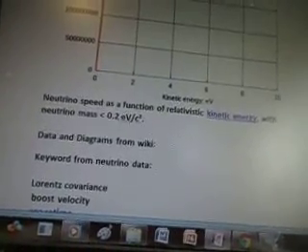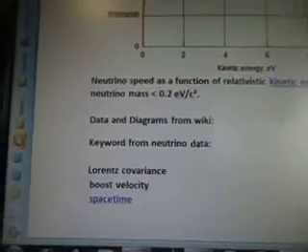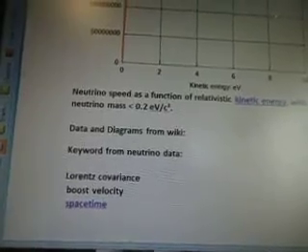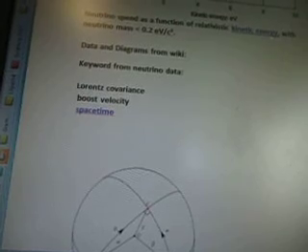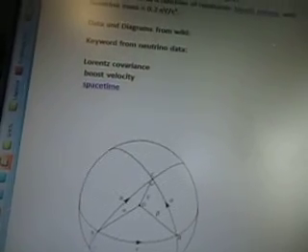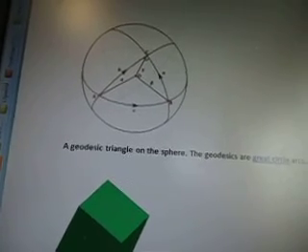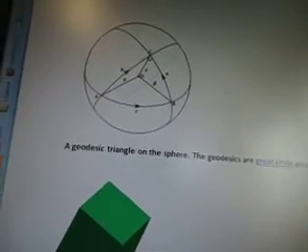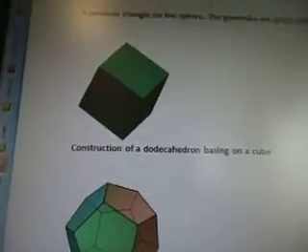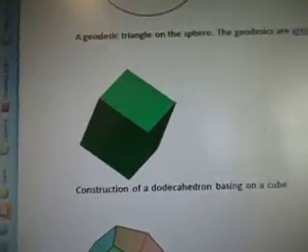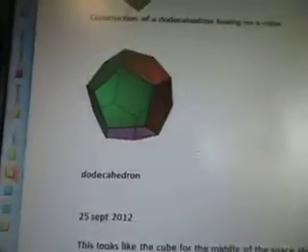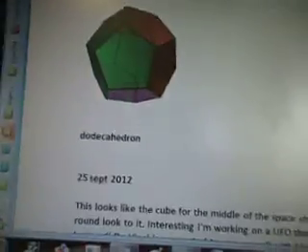So, neutrino speed as a function of relativistic kinetic energy, with neutrino mass of less than 0.2 eV/c squared. Data and diagrams from Wiki. Keyword from neutrino data is Lorentz covariance, boost of velocity in spacetime. And here's a geodesic triangle on the sphere. The geodesics are great circle arcs. And then construction of a dodecahedron basing on a cube. Dodecahedron, in this shape here.